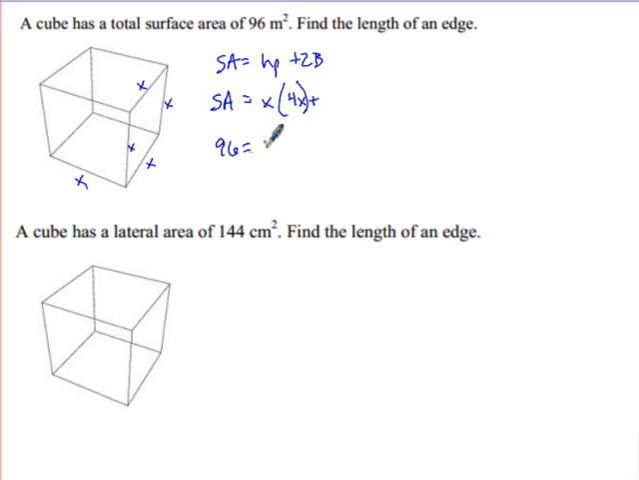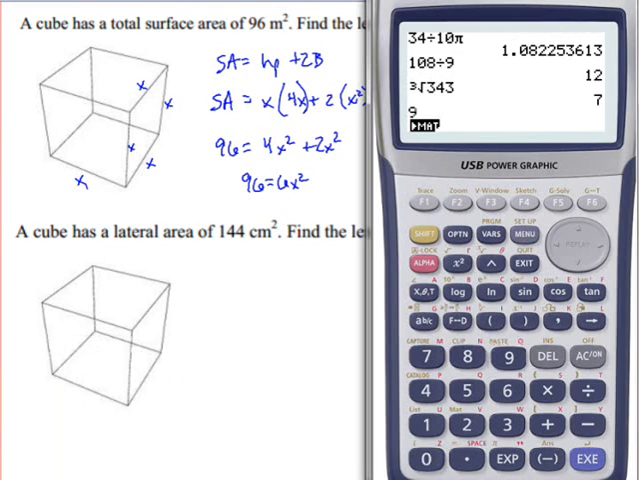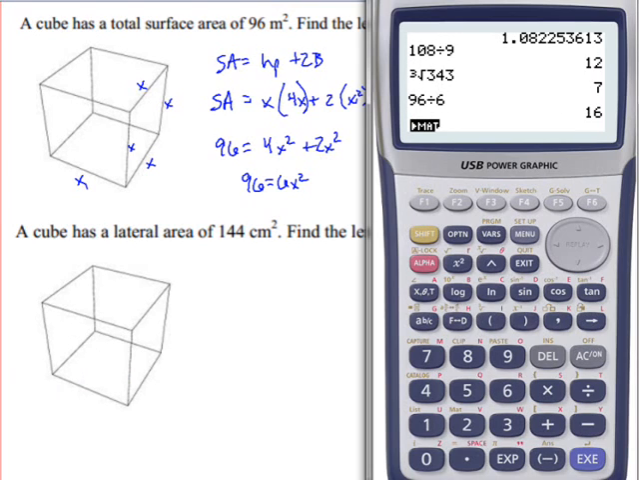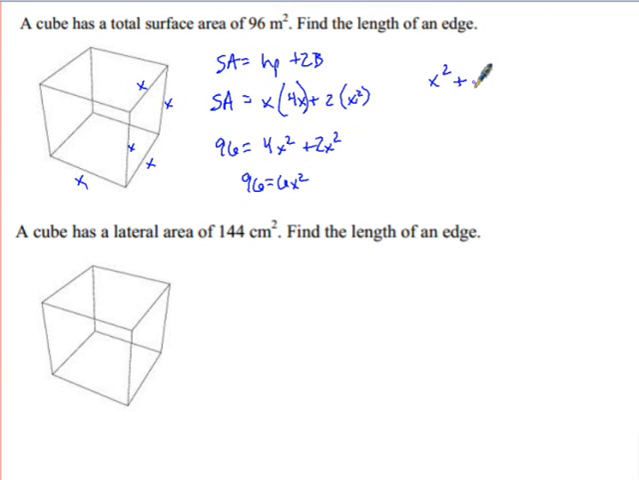The perimeter is 4X. Okay, so 96 equals 4X squared, plus 2 times the area of the base. So that's 2 times X squared. So that's 2X squared. So we have 96 equals 6X squared. X squared equals 96 divided by 6. Let's check that one. Gives us 16. X squared equals 16, so X equals 4.